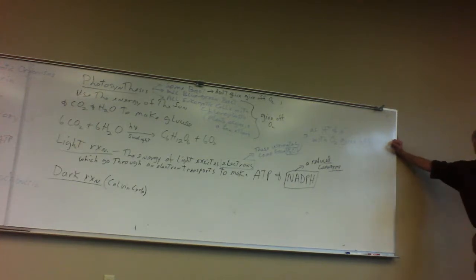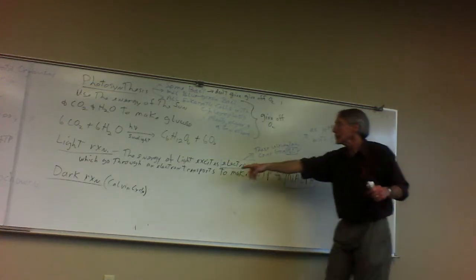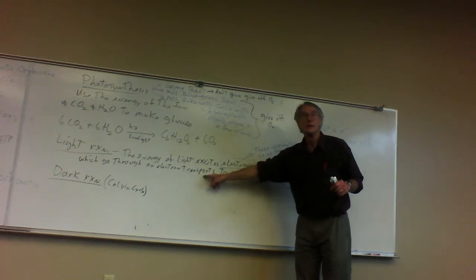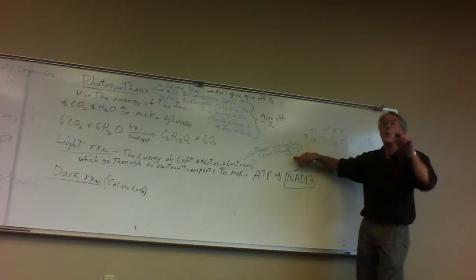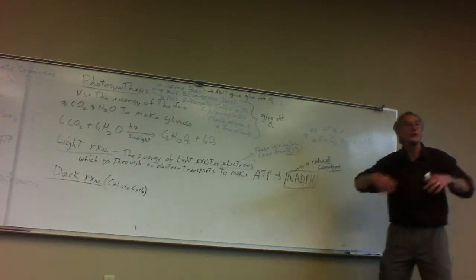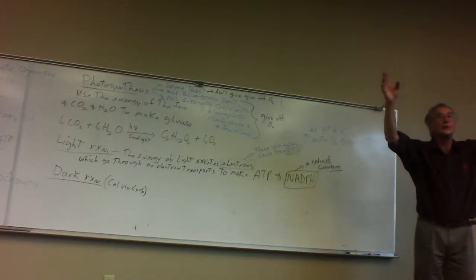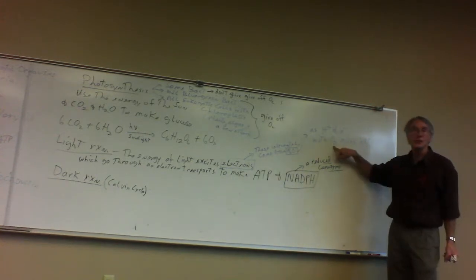But in this case, if I said it on an exam to you, what is the origin of the electrons and hydrogen ions that go through the electron transport system of photosynthesis? The origin of the electrons and hydrogen ions is water. And what's the byproduct? What's given off in the process? Oxygen. You see what I'm saying? That's what I want you to know.